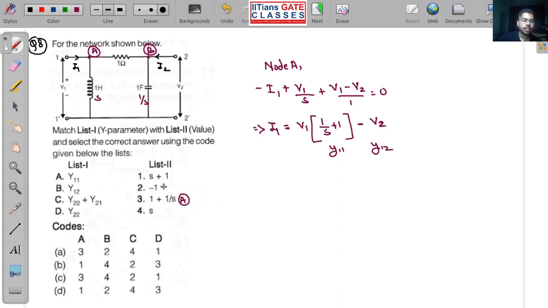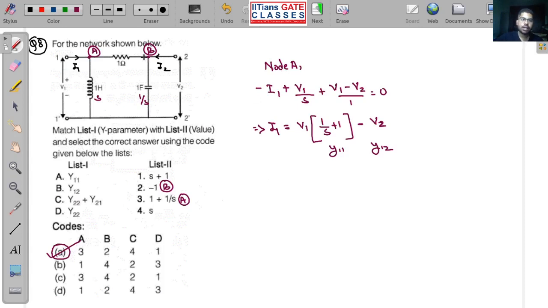So this is Y12. So now let us check the options: A is equal to 3, B is equal to 2. So you can see directly option A has this. Okay, so no need to apply a nodal equation at node B. But as we are solving, we are going to apply and check. So directly I have commented after solving nodal analysis at node A, that A is the correct option. Still, as we are solving, we are going to verify this result.